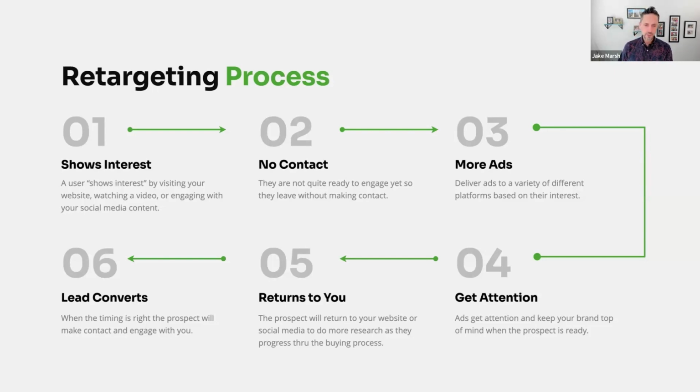So that gets us attention. Ultimately, that drives them back to the website, ideally, and then they convert to a purchase. So that is the retargeting process.